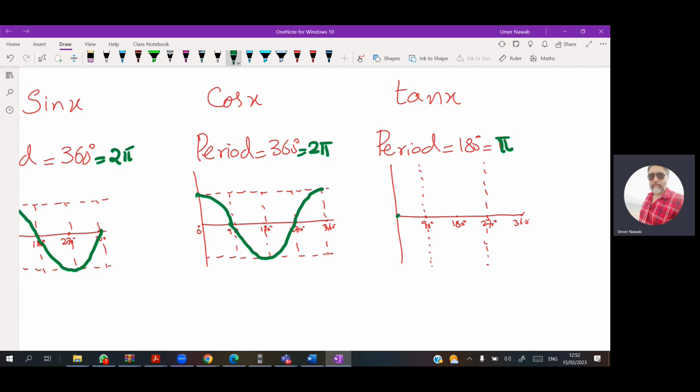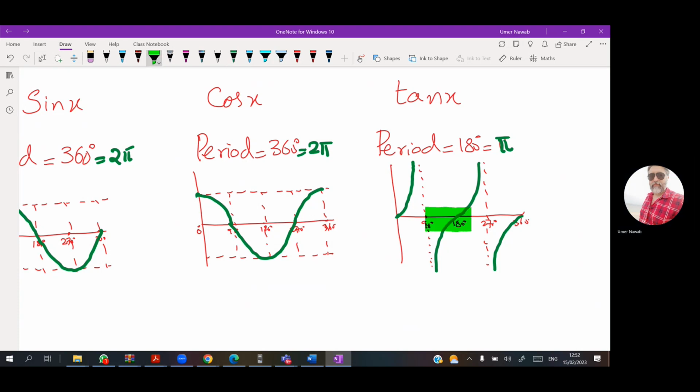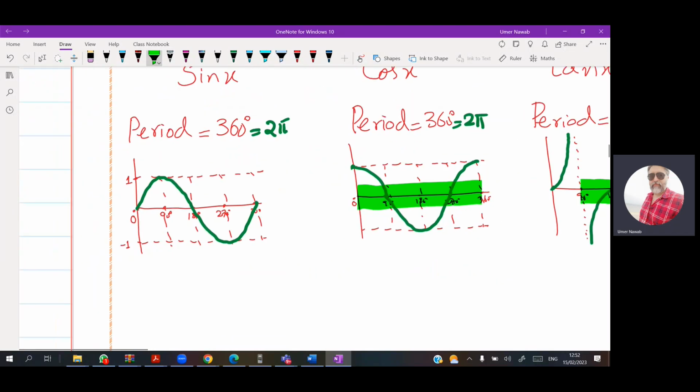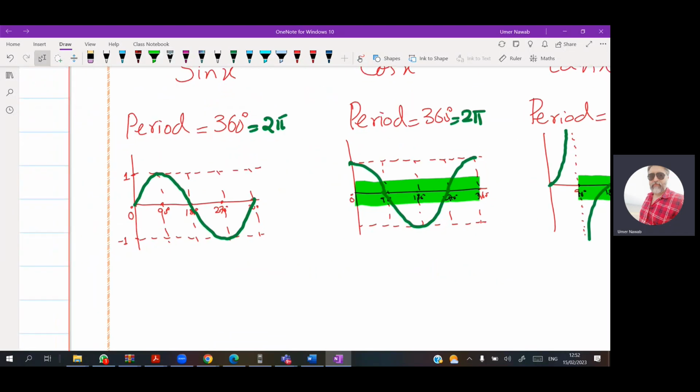So how the graph looks like: at 0, it's like this, cutting at 180, and gets like this. Here you go. So the complete tan graph is formed within a range of 180 degrees, but the complete cosine graph forms a complete waveform, or repeats its behavior after 360 degrees, and also the sine graph after 360 degrees.